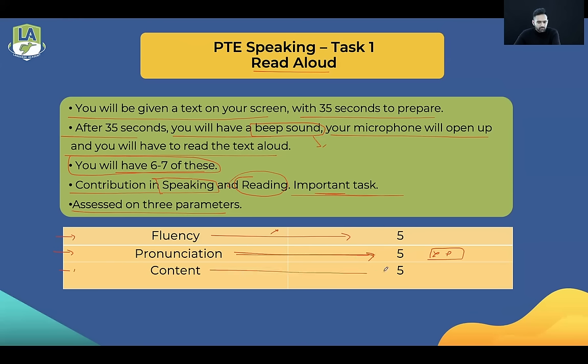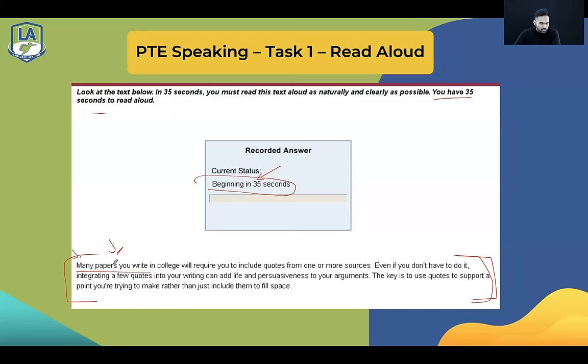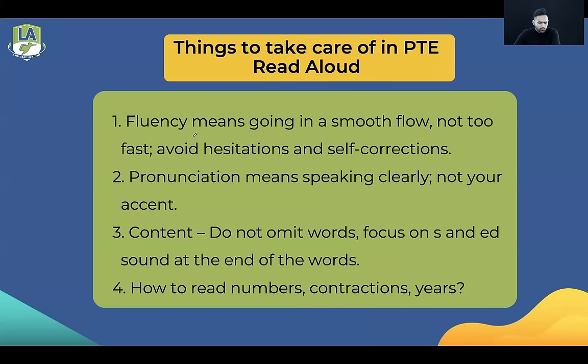And content means whether you are reading what's on the screen. So let's say if there's 60 words, for example, and you're only reading 50 words, you're going to lose points in content. In case you do not read this part, you're going to lose points in content. So fluency means your flow. To get full points in fluency, you need to make sure you go in a smooth flow. Fluency is not about going fast. This is one problem students make. Go in a smooth flow, avoid hesitations and self-corrections.